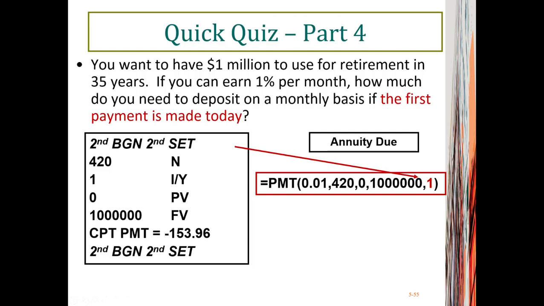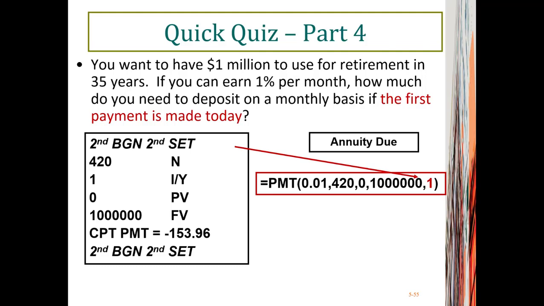Now, let's take a look at another question. You want to have 1 million to use for retirement in 35 years, and you can earn 1% per month. How much do you need to deposit on a monthly basis if the first payment is made today? Well, it looks like the same problem, but here it's an annuity due because the first payment is going to be made today, at the beginning of the first month. So here you switch to beginning mode, 2nd PMT, 2nd ENTER. Make sure you see BGN on your calculator, then you do the same operation.